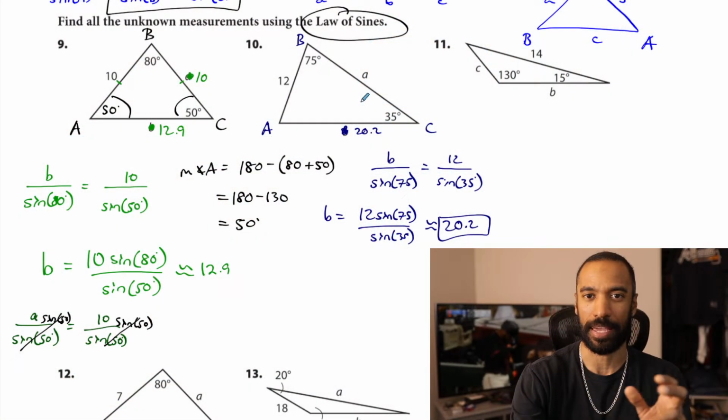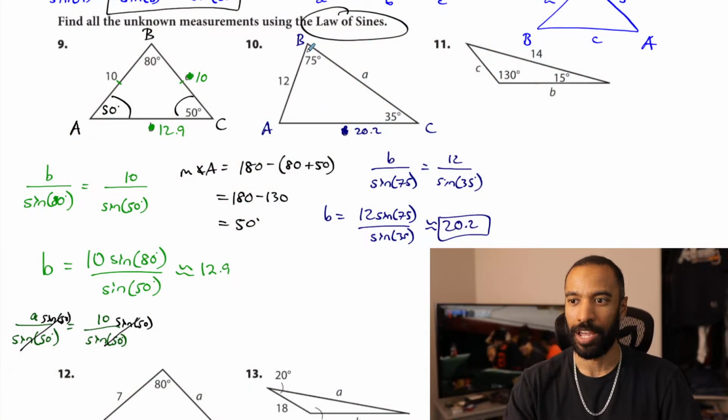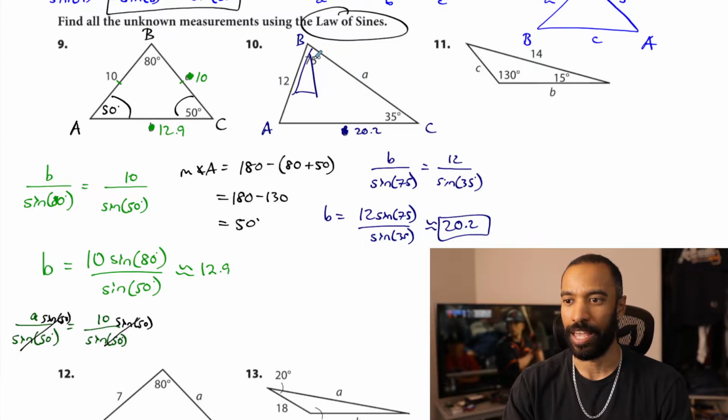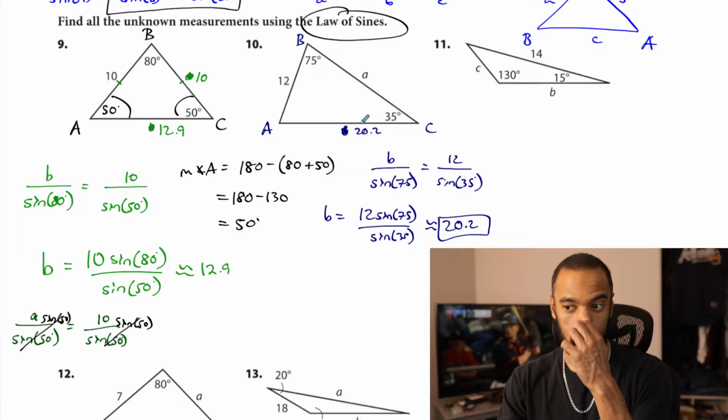Same thing here. I think it makes sense that the side opposite the larger angle is going to be longer, because as this angle opens up, there needs to be more side to compensate, versus a smaller angle right here and a smaller side opposite. That all makes sense. So this should be more.